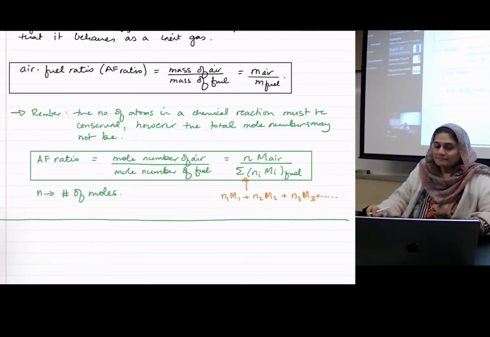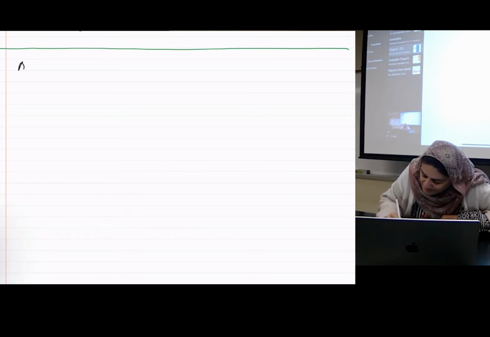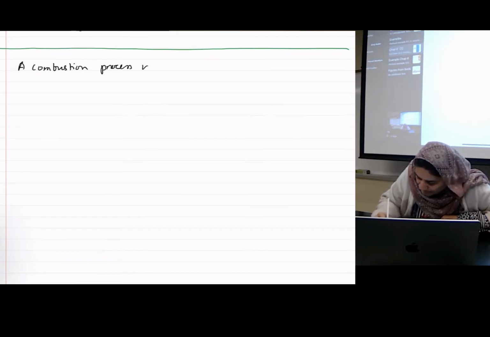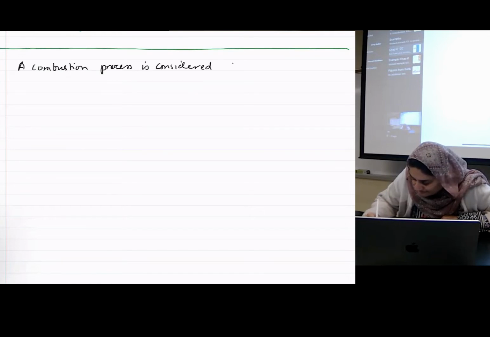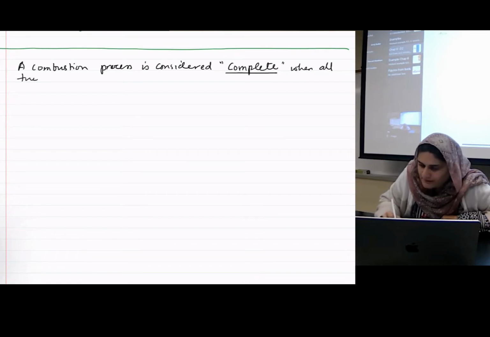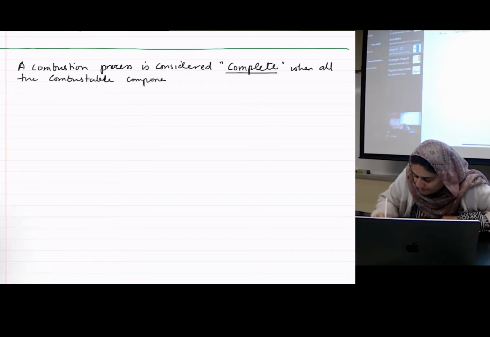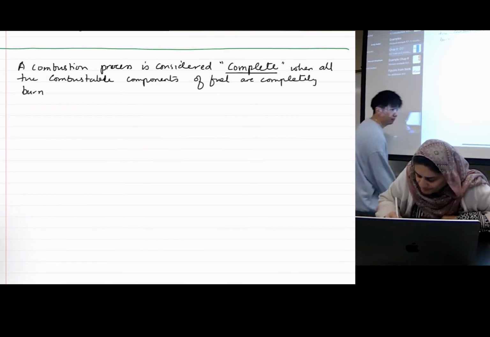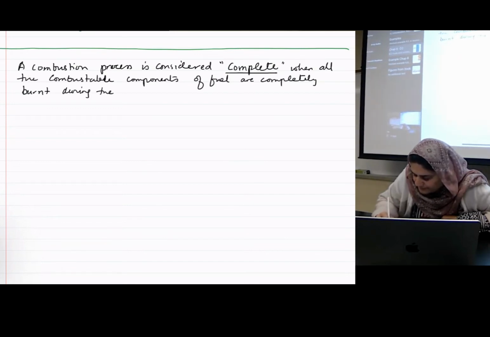Now, when is the combustion process completed? So a combustion process is considered complete when all the combustible components of fuel are completely burnt during the process.